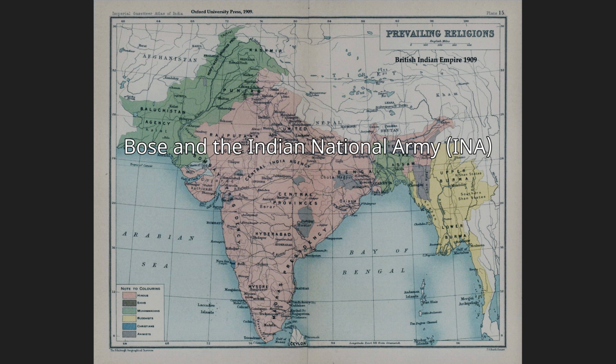Bose and the Indian National Army, INA. With Congress leaders in jail, attention also turned to Subhas Chandra Bose, who had been ousted from the Congress in 1939 following differences with the more conservative High Command. With Japanese support, he organized the Indian National Army, composed largely of Indian soldiers of the British Indian Army who had been captured at Singapore by the Japanese, including many Sikhs as well as Hindus and Muslims.